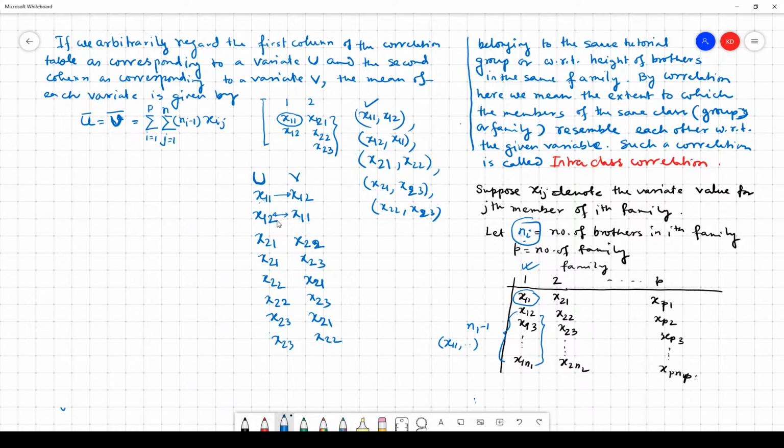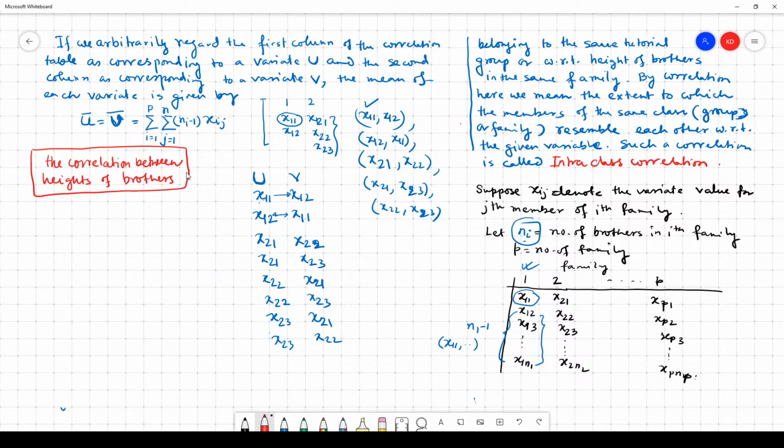Actually, what is our problem? As I already told, we investigate the correlation between the heights of brothers. For illustrative purposes I consider height; you can take another variable also. Okay, this is the problem.